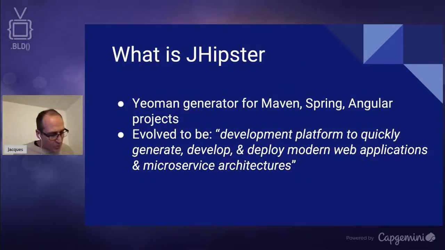So for those of you that come from a web development background, you might be familiar with what a Yeoman generator is. That's often used to scaffold web applications. But what the guys did with JHipster is actually use that same concept, but instead of just scaffolding a web application, they scaffold a full-blown application, including the backend. Initially, this was created with Maven, Spring, and Angular. But over the years, this evolved really to become a development platform to basically generate, develop, and deploy modern web applications, and then also microservices.